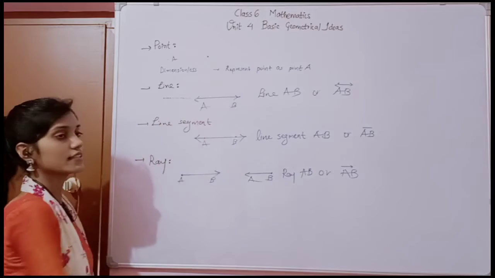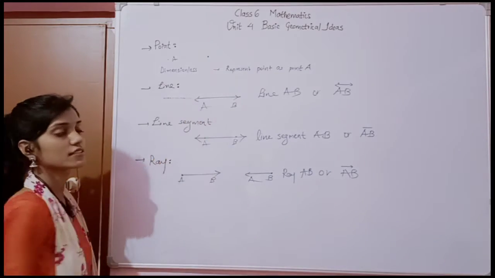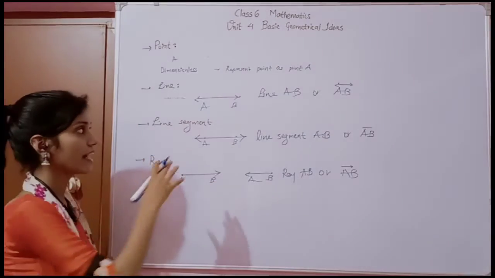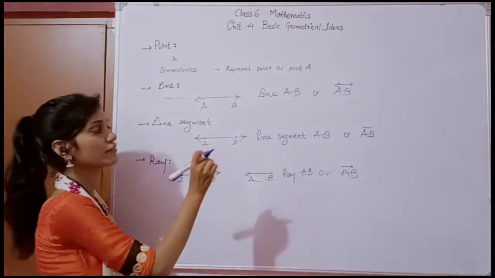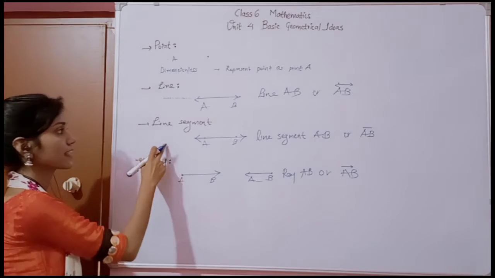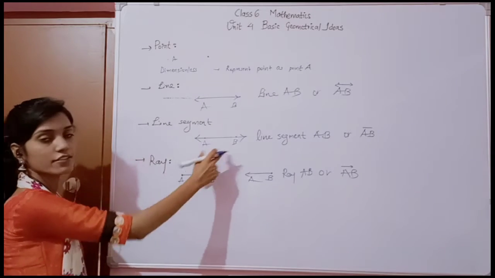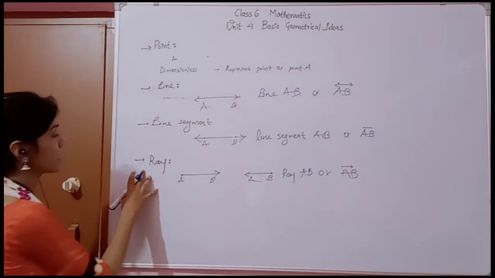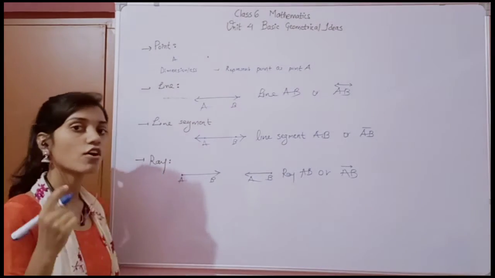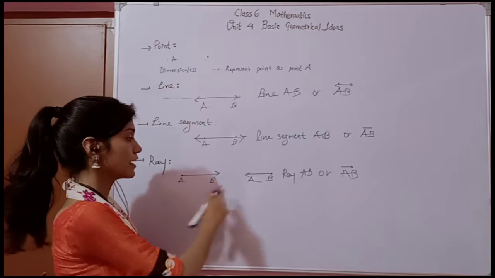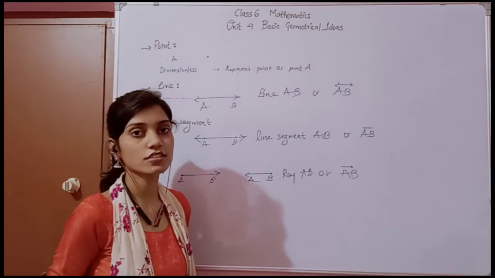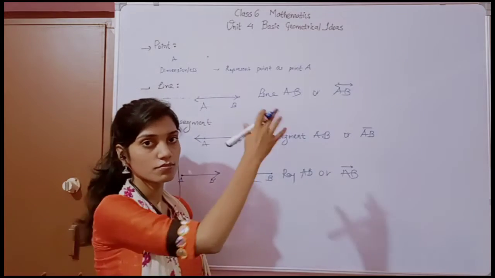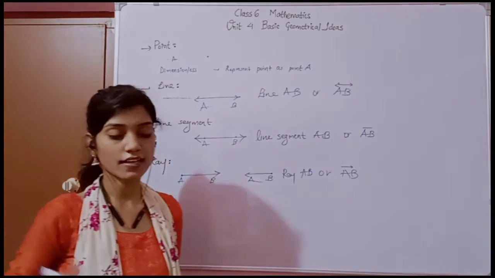So first is point, second is line. A line has no endpoint and it moves infinitely in both directions. The second is line segment. A line having two endpoints is known as a line segment. The next one is ray. A line having only one endpoint and it moves infinitely in one direction is known as a ray. So I hope this much is clear. Now let's see the next term.